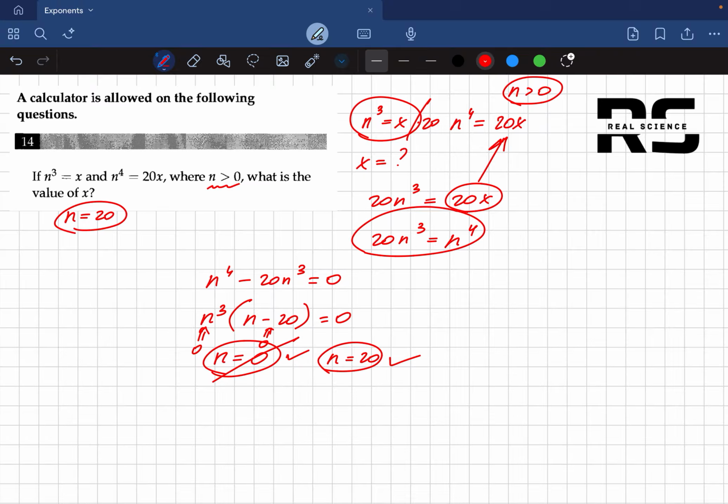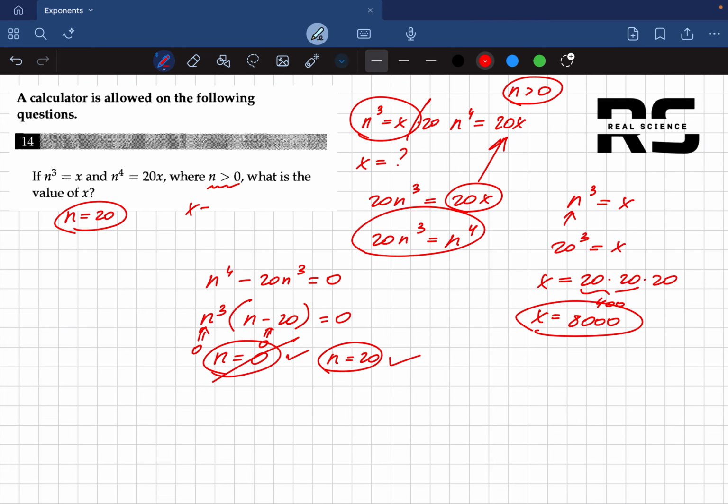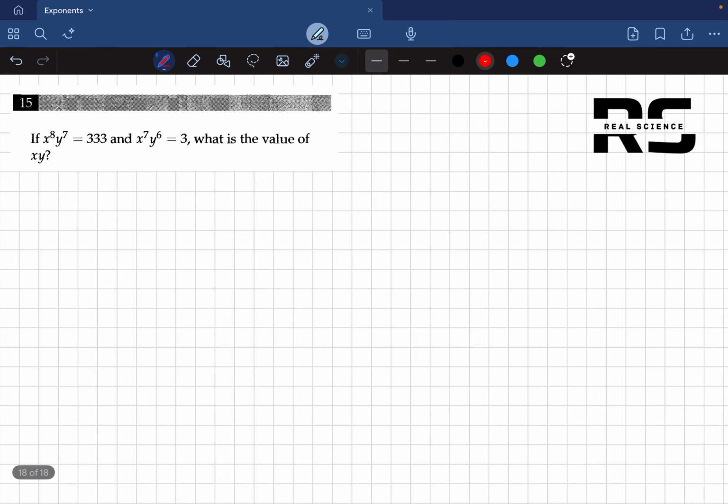Okay. We have to find the value of x, right? Okay, so now let's find it. Okay, so n cubed is equal to x. Let's just insert it here. So 20 cubed is equal to x. So x is just basically 20 times 20 times 20. That's going to be how much? This is 400 times 20. That's 8,000. So the answer is 8,000, not 20.